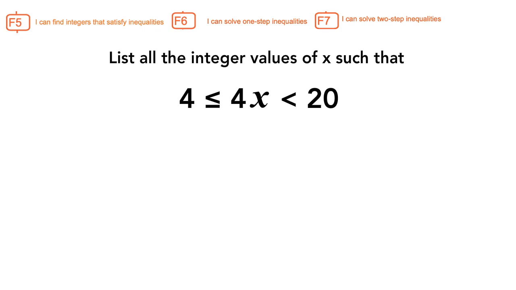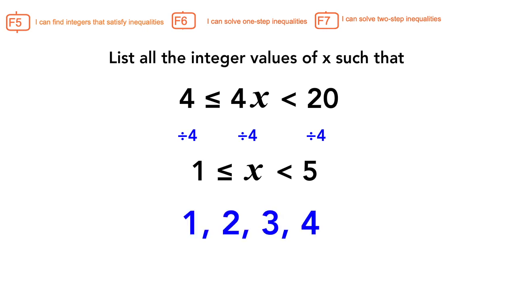How about this question? List the integer values of x such that 4 is less than or equal to 4x, which is less than 20. We want to have the inequality where x is by itself, so we divide all 3 parts by 4, giving us the inequality of 1 is less than or equal to x, which is less than 5. The values of x are between 1 and 5 and include 1 as the inequality is less than or equal to. The answer is 1, 2, 3, and 4.